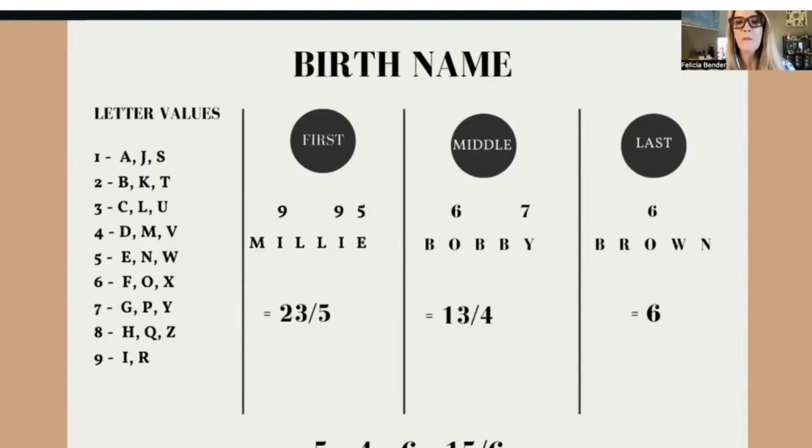The middle name is Bobby. So we have an O, which is a vowel, and that Y I would consider a vowel. Bobby sounds like an E, so that is considered a vowel in this context. That is a number 7, as I mentioned before. So that is a 13/4. So that is a 4. So here's the last name, Brown. It looks like a 0, but it's an O. The O is a 6.